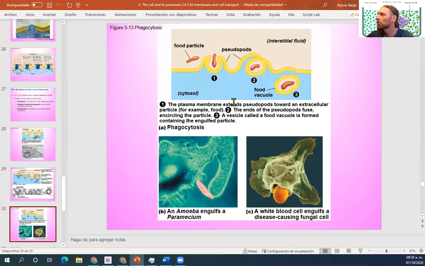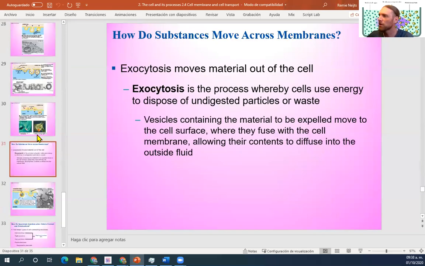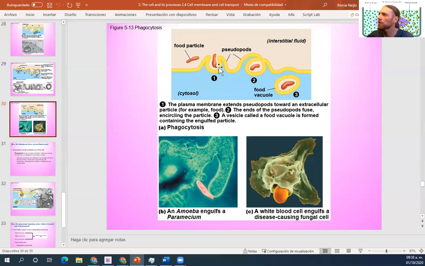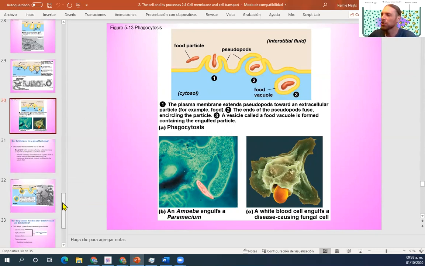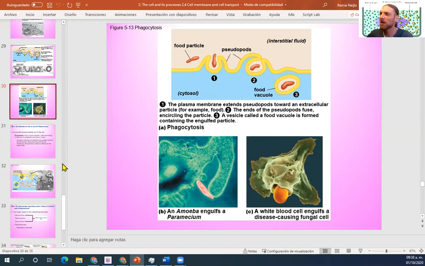And then here, the third thing is phagocytosis. So you see here a food particle. 1, same thing happens. It's closing, okay? 3, the food is inside. Endocytosis, very simple, because you don't have to know more. You don't have to know how the energy mechanism works. It's just like taking things into the cell.